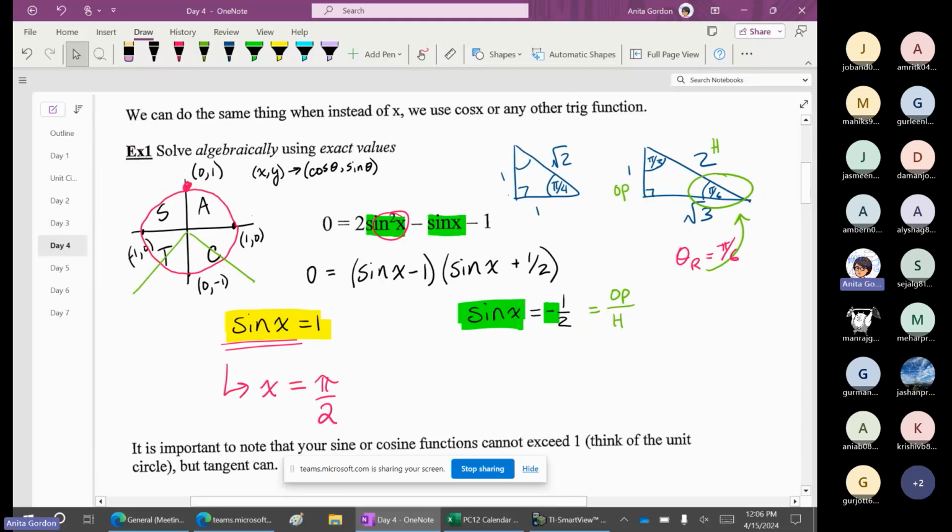So I look at the unit circle and I say, okay, if this little piece and this little piece are both pi by 6, what is that angle in standard position? x equals what? How many pi by 6s? Okay, how many pi by 6s is half the circle?